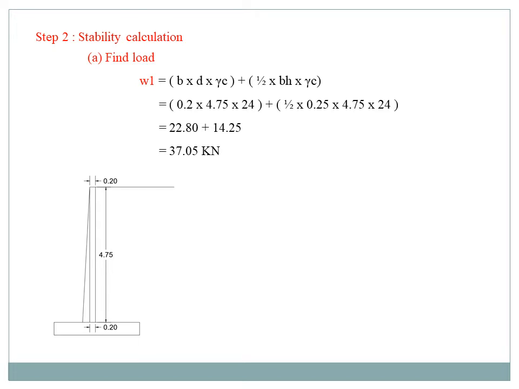This is W1. So first B is 0.2 meter, so apply the values. Then D is equal to height of the stem 4.75 and gamma C is 24. Then 1 by 2 into B into H, triangular portion, also we know that B is equal to 0.25. See the figure, our triangle portion base width is 0.25, height is the stem portion, same 4.75. So finally we got 37.05 kilonewton. This is our W1.